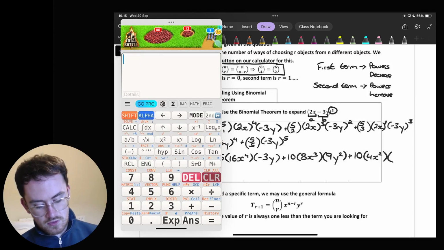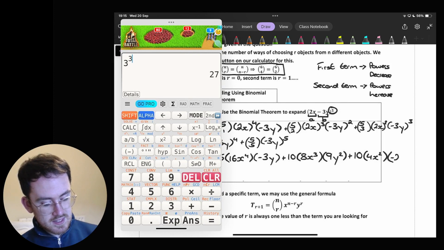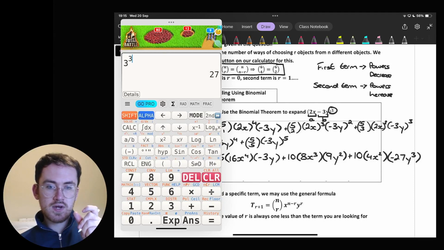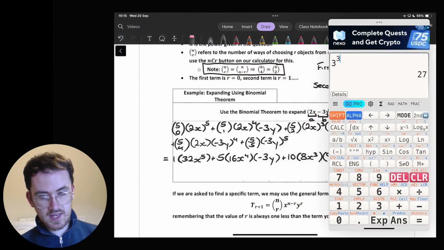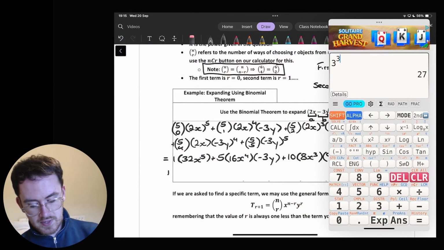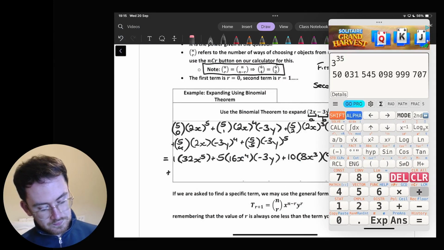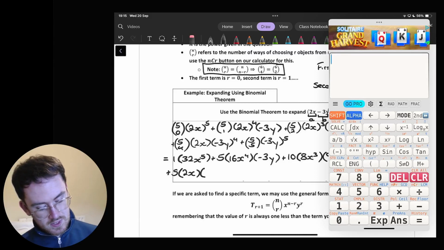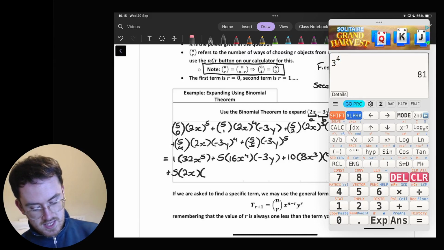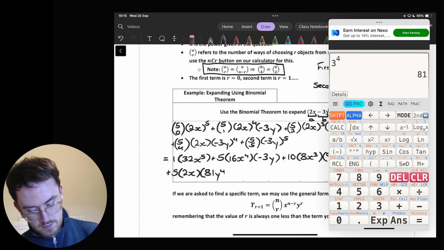And then 3 to the power of 3 gives me 27, and it will be a negative 27 here because we've cubed it. So squared obviously makes it positive, but we multiply again by a negative value, so that gives me a negative value overall. 5 choose 4, again, let me clear that. 5 choose 4 is 5. We're multiplying by 2x and multiplying by 3 to the power of 4 here, which is 81. So that's 81y to the power of 4.